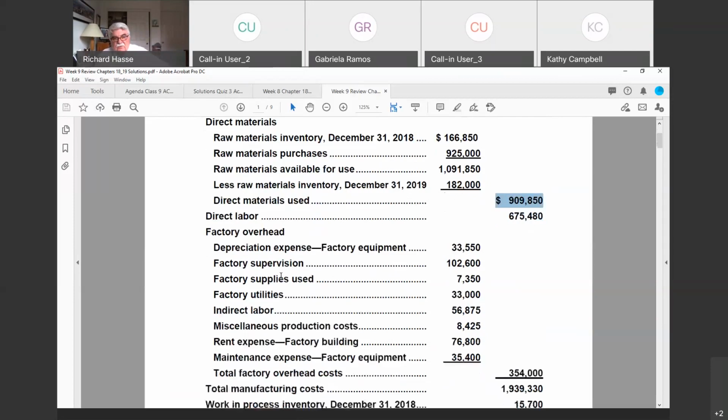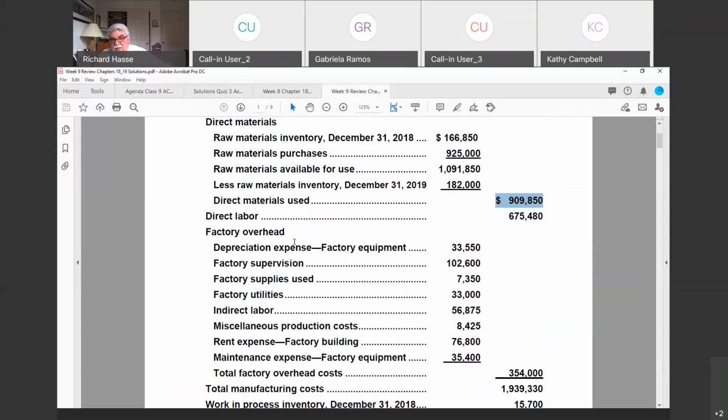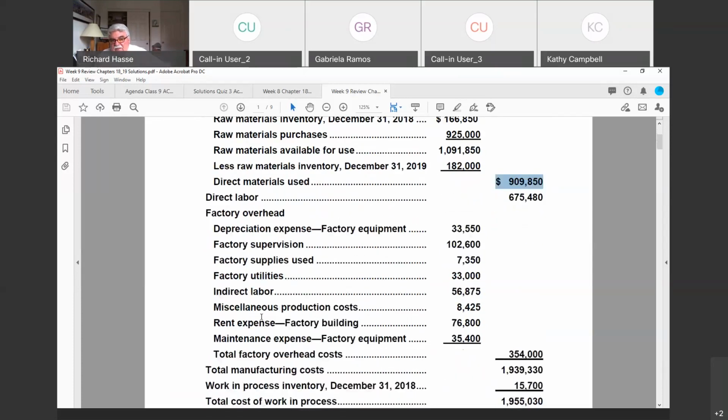And then we get into the wonderful world of factory overhead. Notice all the different costs associated here. But notice all these costs have to do with the factory. That's why it's considered a manufacturing cost. You don't see any HR cost here, any accounting or selling costs. These are all indirect costs of producing our product.